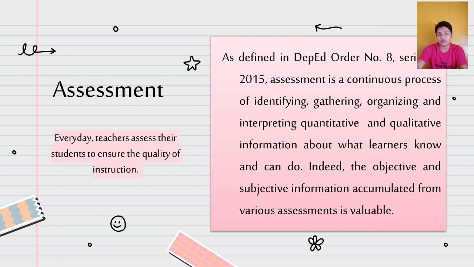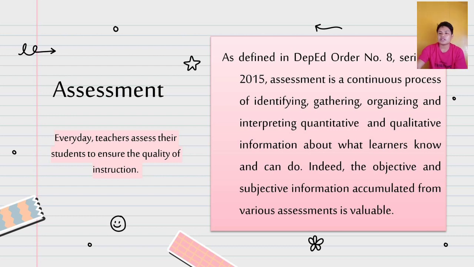Indeed, the objective and subjective information accumulated from various assessments is valuable. Yes, it is valuable because that information can be of great use, since it could be utilized in assessing not only your students but also your own skill and capability as a teacher, to improve teaching strategies and teaching methods during the instruction.